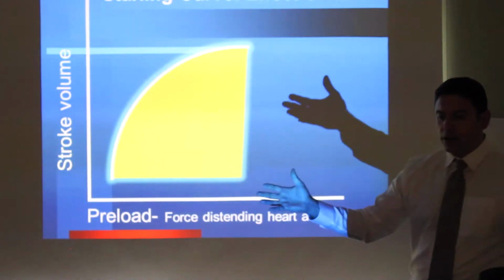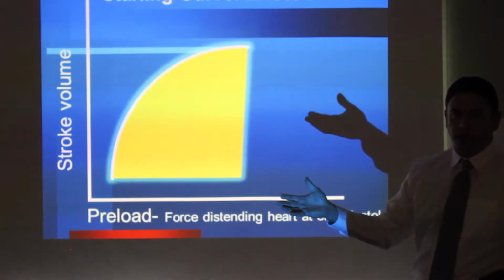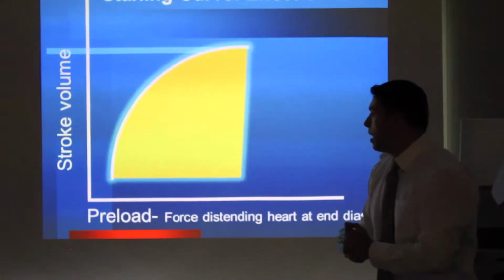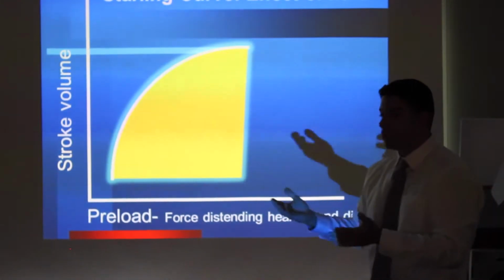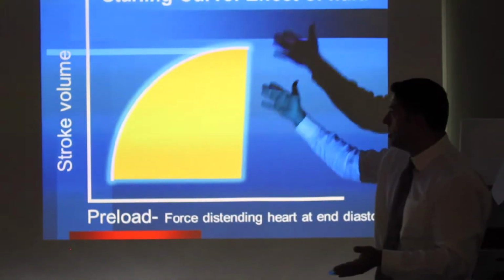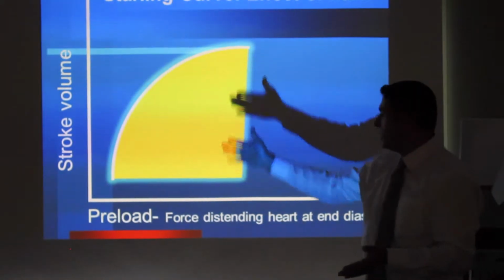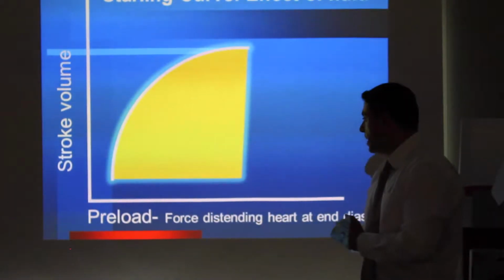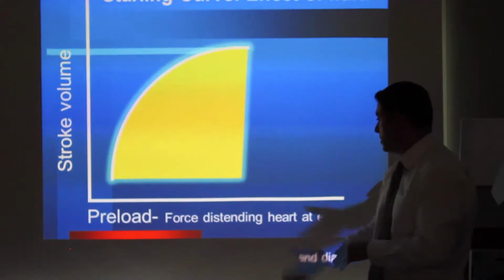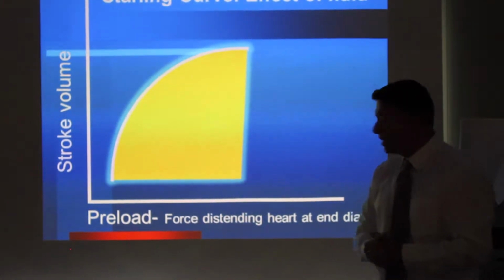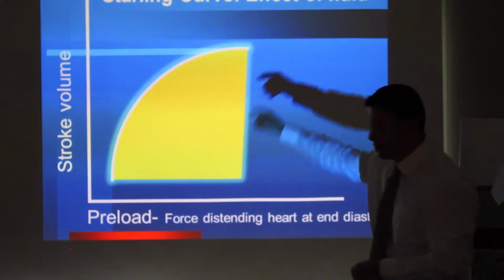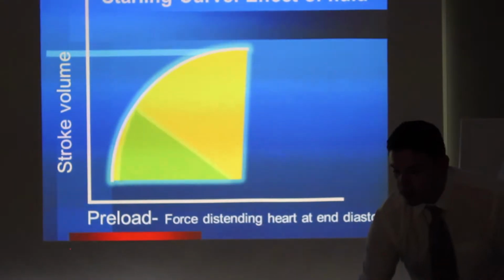You guys know about the Starling curve, and this is very important to understand so we can understand physiology. If you look on the y-axis, what's there? Stroke volume. On the x-axis we have preload, which is the force stretching the heart in diastole. And this is the Starling curve. Let's break it down a little bit.